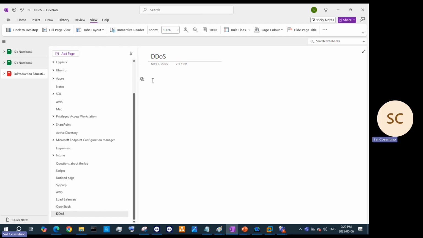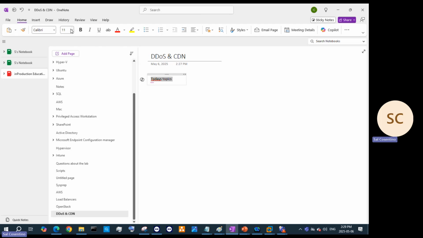In today's session, we're going to be talking about DDoS and CDN. We're going to touch base a little bit on what CDN is and what DDoS is. And before we start, I want to make sure that you guys are aware of what a DDoS is and DoS versus DDoS. These are some important topics that I want to touch base on, today's topics, which are very, very important.